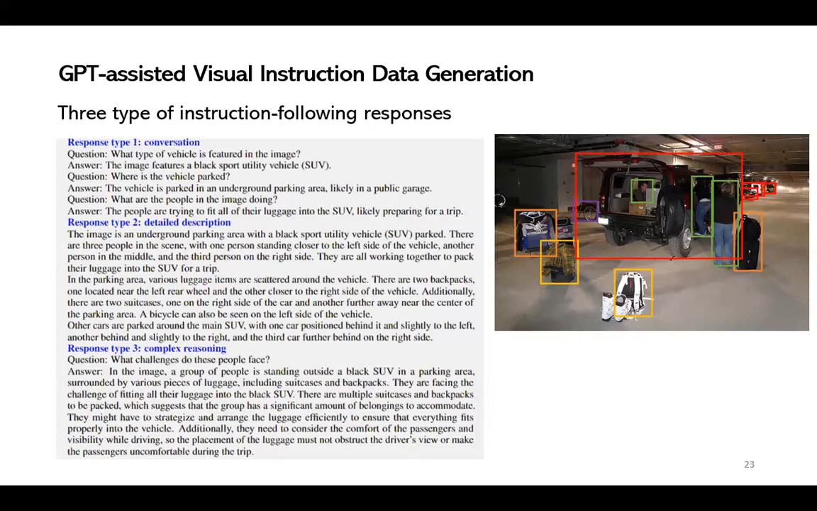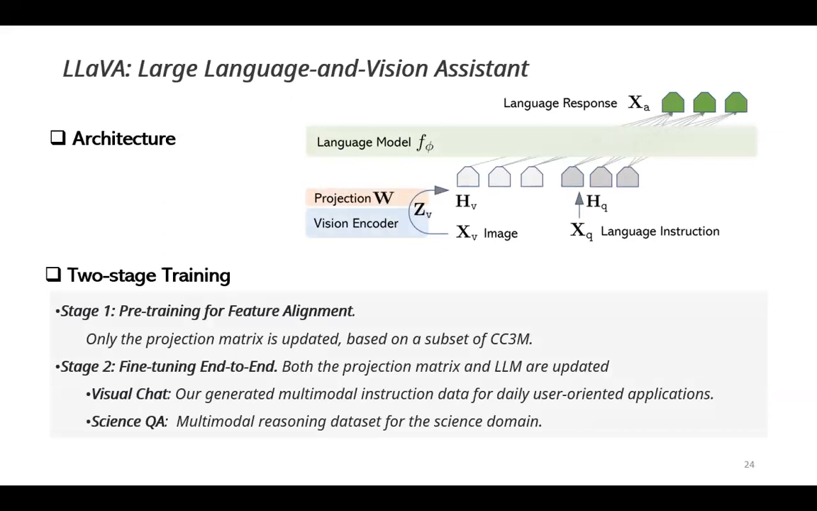For complex reasoning, it's not about the image content, it's more about the implications of the image. In this example, the image content is maybe an SUV in a parking area. In terms of complex reasoning, we are asking the question, what challenge do these people face? We see there is an SUV, and there is a lot of different luggage, right? Apparently the challenge is how do we pack all this luggage into this compact car. So with this machine generated instruction following data, we create high quality instruction following data.